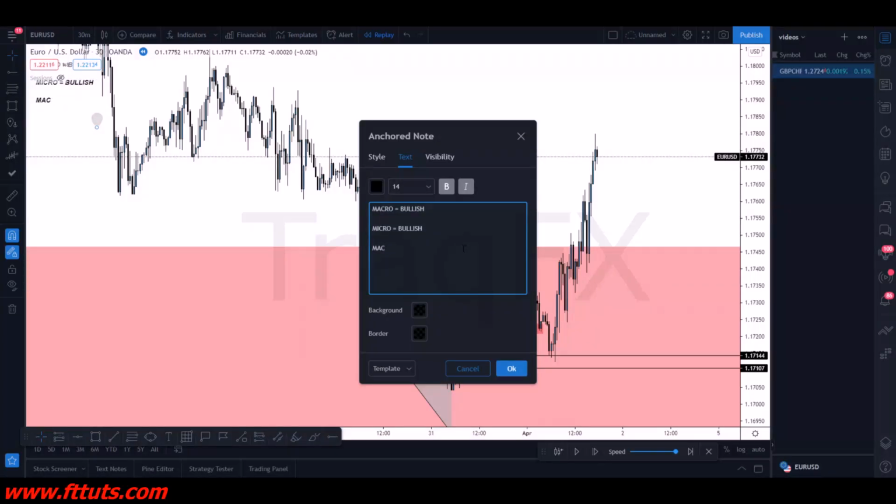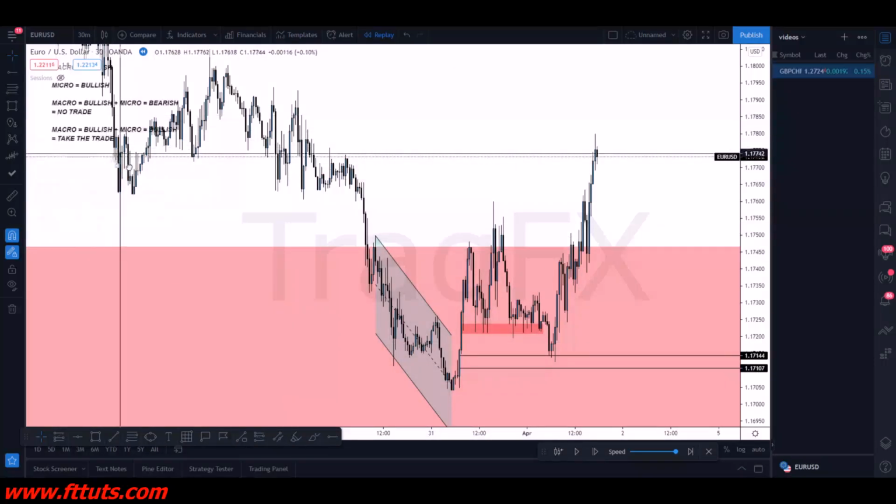Macro equals bullish plus micro equals bearish. That equals no trade. Macro equals bullish, plus micro equals bullish. Let's write that down, my bad. Plus micro equals bullish equals take the trade. Take the trade. So structure is basically everything.